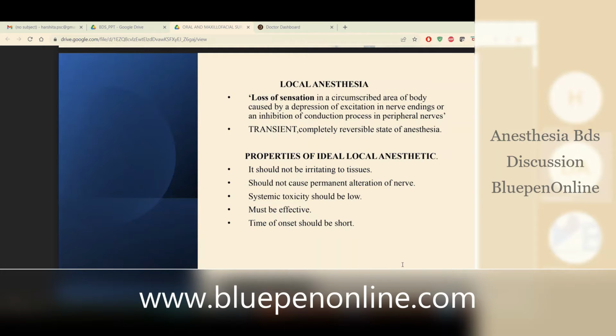So local anesthesia in its simplest definition involves numbing of an area of the body using a type of medicine which is known as local anesthetic. So basically we have a loss of sensation in that particular area of the body. To define local anesthesia, it's a loss of sensation in a circumscribed area of the body which is caused by a depression of excitation in nerve endings or an inhibition of the conduction process in peripheral nerves. This is how we define local anesthesia. And the very important point is that it is transient. Transient means it only lasts for a short time and is a completely reversible state.